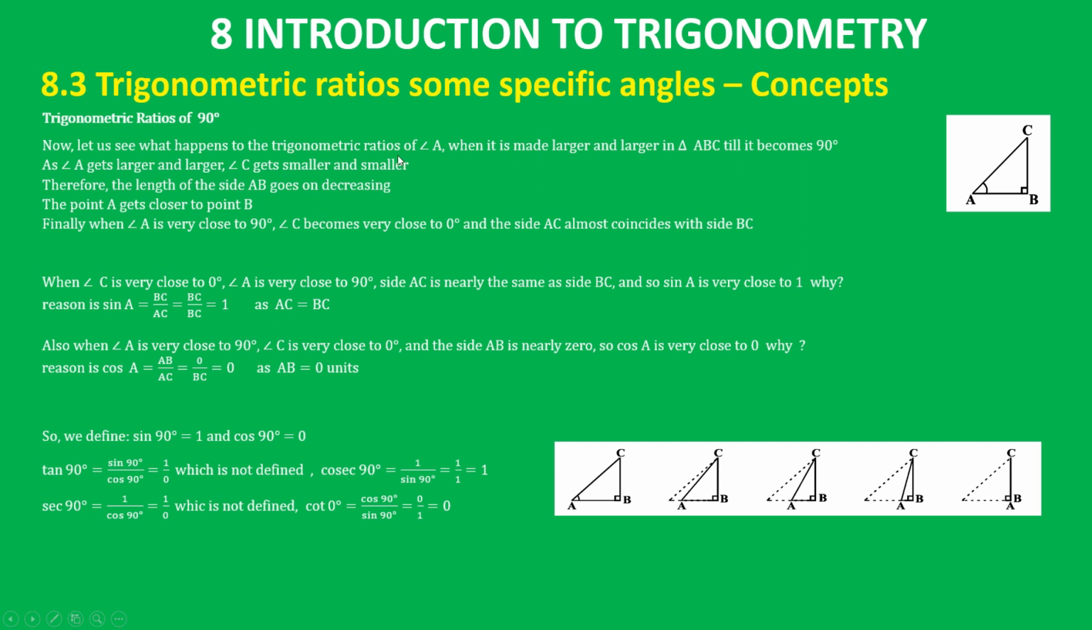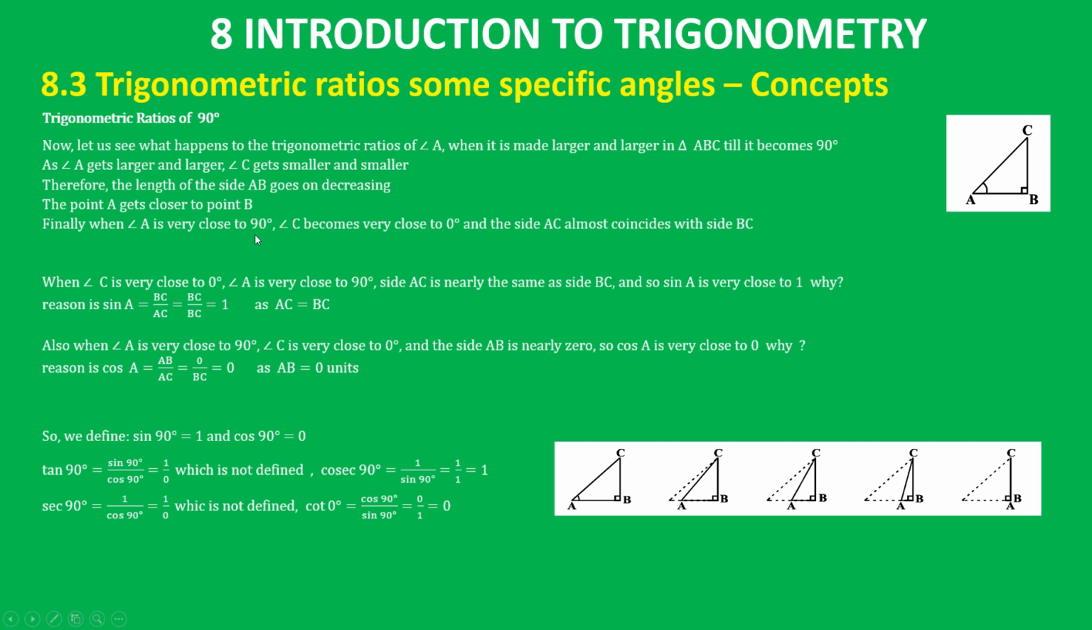Now let us see what happens to the trigonometry of angle A when it is made larger and larger till it becomes 90 degrees. As angle A gets larger and larger, angle C gets smaller and smaller, correct? Angle C reduces and angle A becomes 90 degrees. Therefore, the length of AB goes on decreasing and becomes 0, and AC becomes equal to BC, correct? The point A gets closer to point B when angle A becomes 90 degrees.